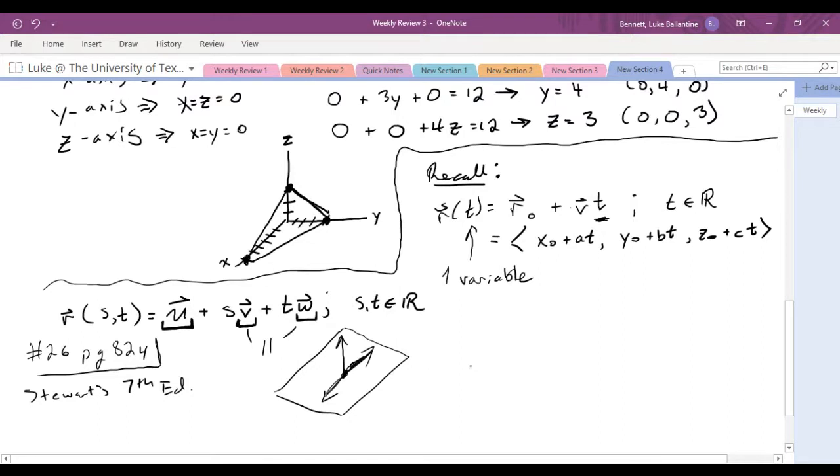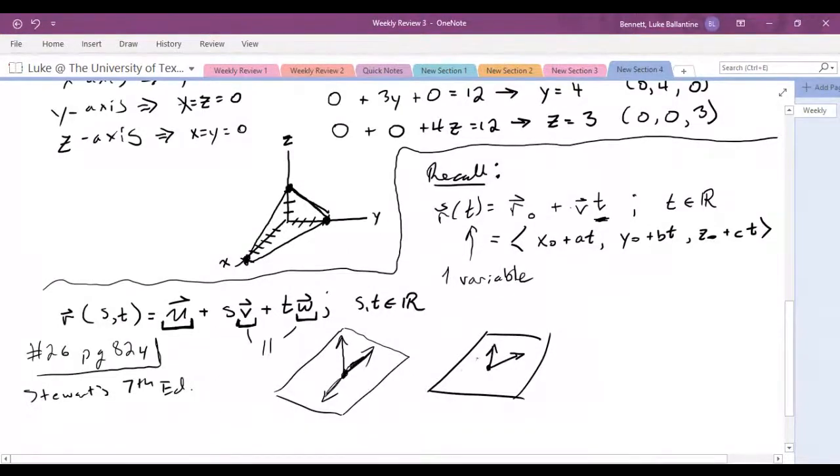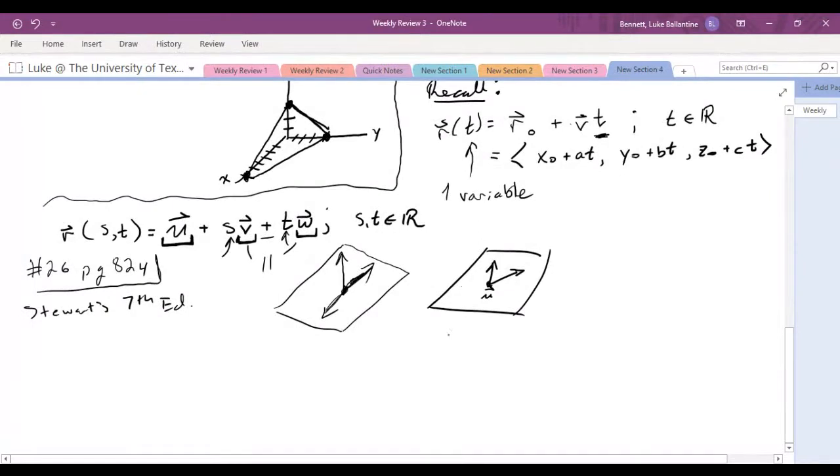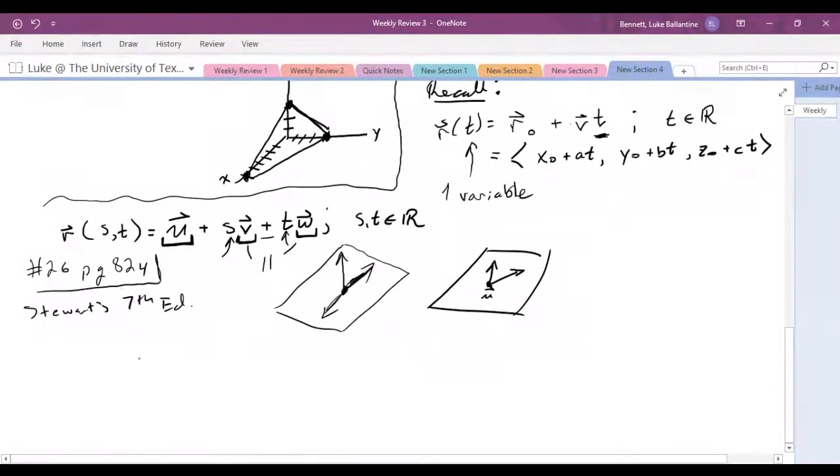Because if we have vector v going this way, and then vector w going this way, then we can span the entire plane by a linear combination of these two vectors. A linear combination being the s and t and the addition of them. And of course u is just any point, like this is the point u right here. So they need to be linearly independent, not parallel.